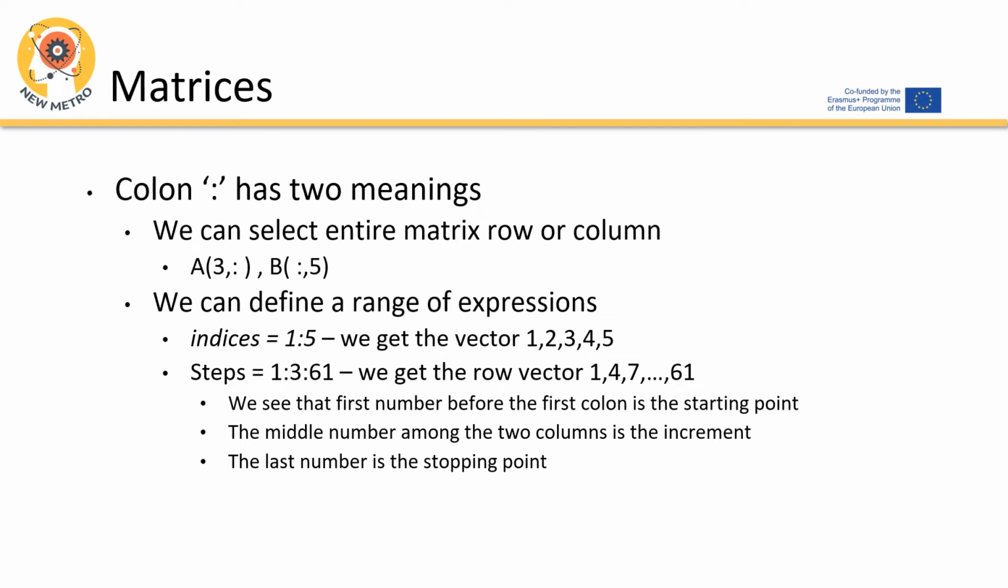The colon has two meanings. We can select an entire matrix row or column as they are given below, with A(3,:) and B(:,5). We can also define a range of expressions such as indices = 1:5, which will give us the vector 1 2 3 4 5, and steps = 1:3:61, which will give us the row vector 1, 4, 7 and so on up to 61. We see that the first number before the first colon is the starting point. The middle number among the two colons is the increment, and the last number is the stopping point.